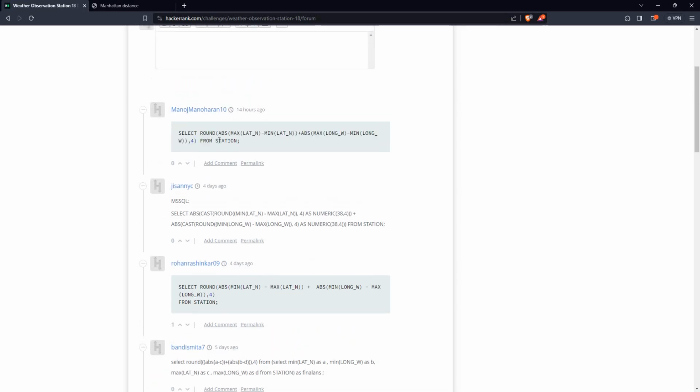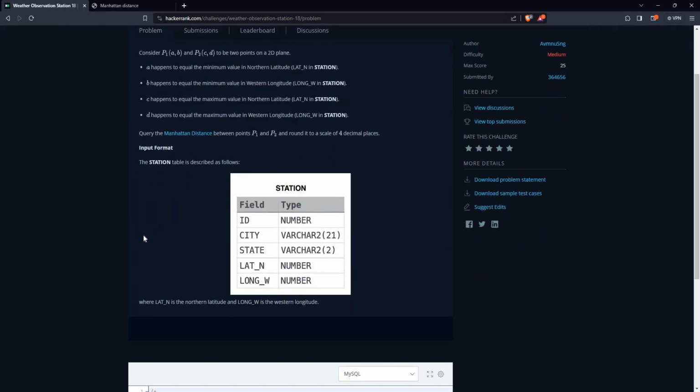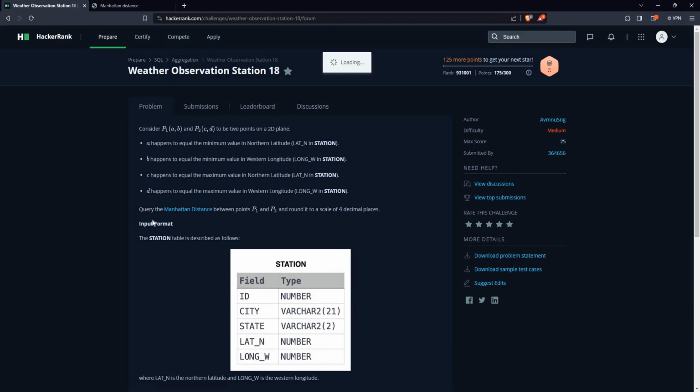This would be the simplest solution. As I have told you, max and min functions are applied, right? Then the subtraction is there, whatever we have seen in the formula. Then addition is there. What is this ABS? This ABS is absolute value, right? So whether this comes out to be negative or positive, we are taking the absolute value. That means the positive sign, right? And then round is there, round till the 4 digit, right? So in the question it might have written, let's see, okay, yeah, round it to a scale of 4 decimal places, right? That's why they are using round function.